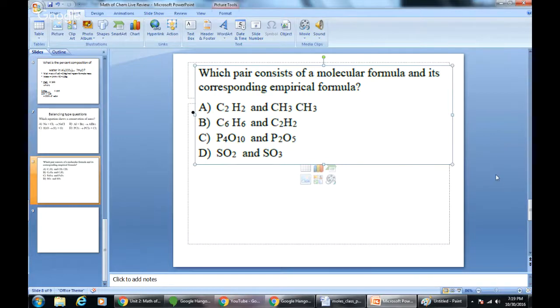C, P4O10 and P2O5. P4O10, you can divide each by 2 and they become P2O5. P2O5 is an empirical formula, so C is the correct answer. Empirical means lowest terms. You cannot make the subscripts and the ratio any smaller. For every 2 P's, there are 5 oxygens, and I can't go any lower.